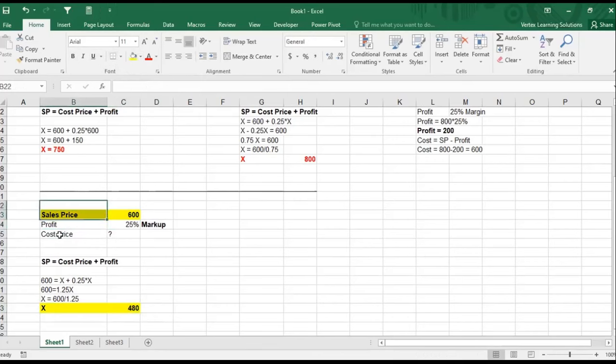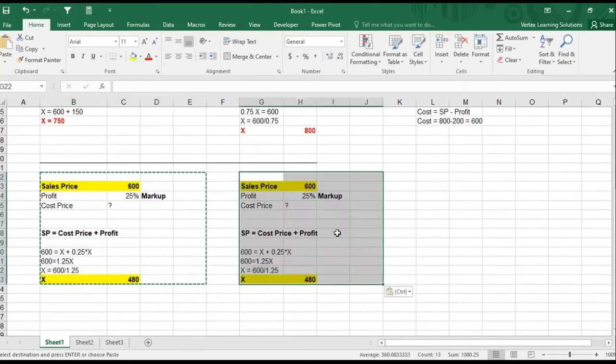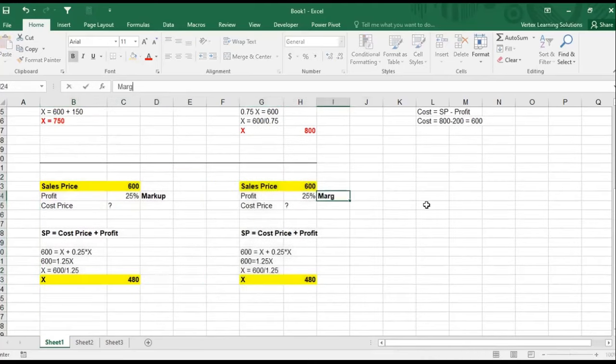Now use the same thing for the margin case. Here I will put margin, and I will just remove this equation here.